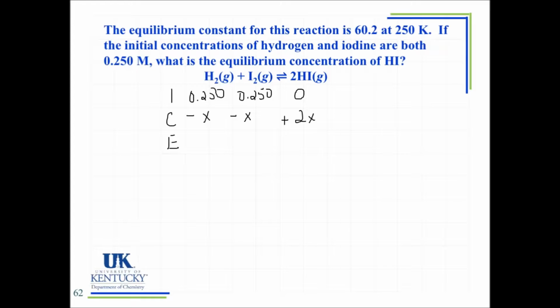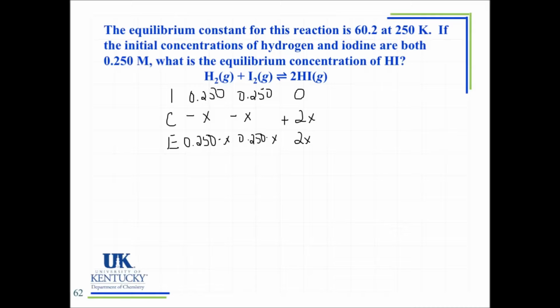Now I can take my initial row and my change row and add them together to get the equilibrium row. So I end up with 0.250 minus X for H2, 0.250 minus X for I2, and 2X for HI.